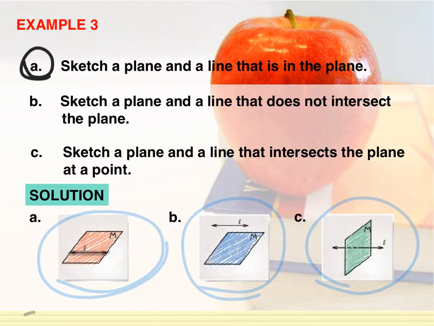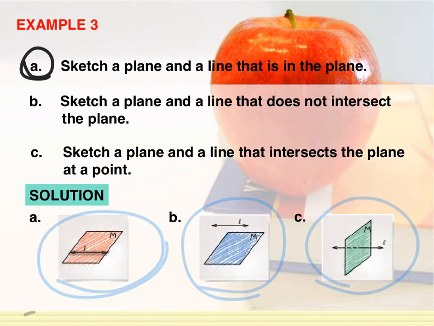Part B says to sketch a plane, so again draw a rectangle or a parallelogram, and then a line that does not intersect the plane. So here I drew my line on top or outside of my rectangle or my parallelogram.